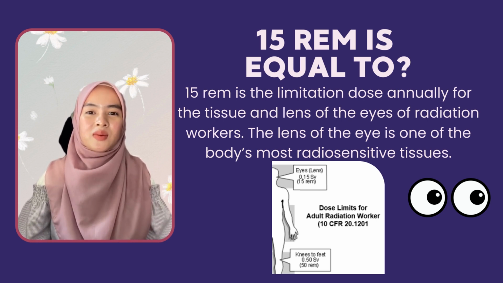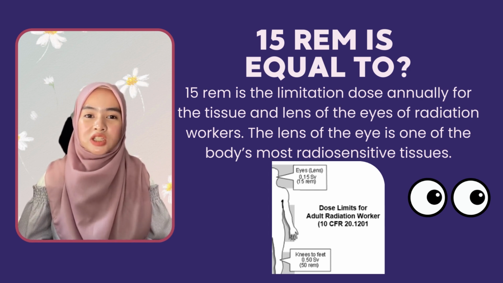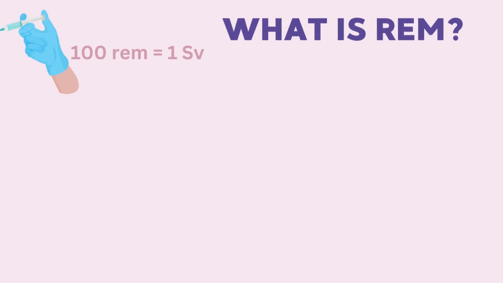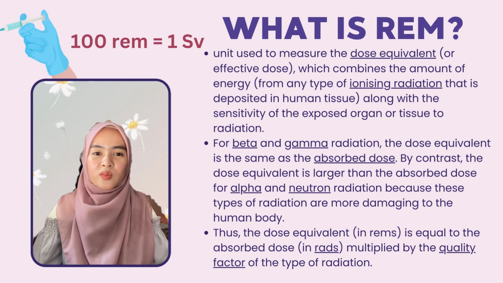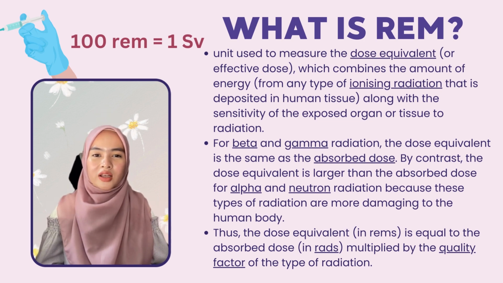15 rem is the annual limit dose for the tissue and lens of the eyes of radiation workers. The lens of the eye is one of the body's most radiosensitive tissues. Rem stands for Roentgen equivalent in man, which is a unit used to measure the dose equivalent or effective dose, which combines the amount of energy from any type of ionizing radiation that is deposited in human tissue along with the sensitivity of the exposed organ or tissue to radiation.